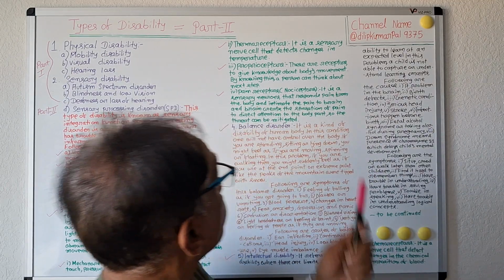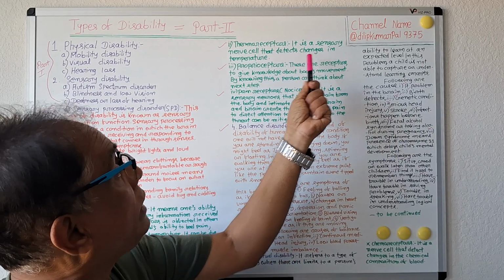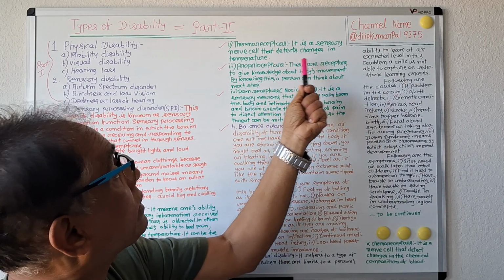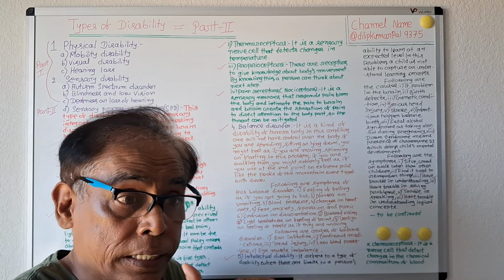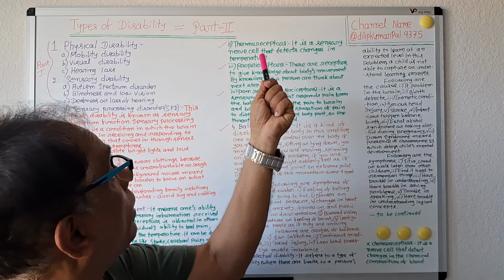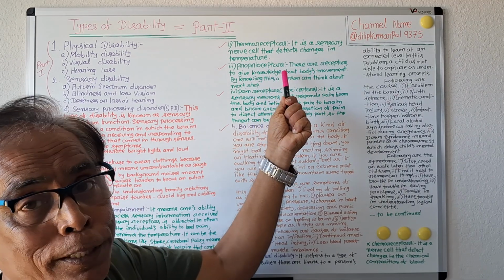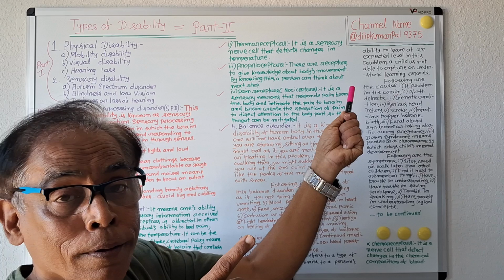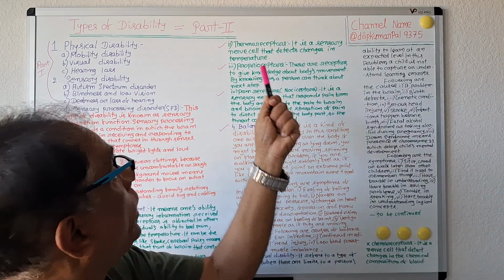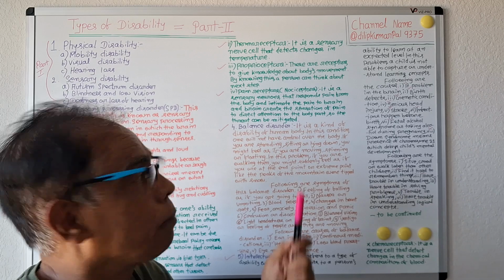Number 2, thermoreceptors. It is also in the skin. It is a sensory nerve cell that detects changes in temperature. There are some senses in the skin which detect temperature. It is known as thermoreceptors. Number 3, proprioceptors. These are receptors that give knowledge about the body's movement. In the skin, there are receptors known as proprioceptors that give knowledge about the body's movement.